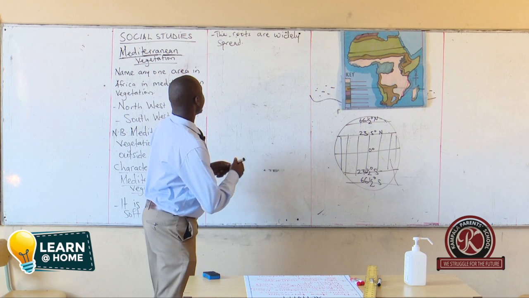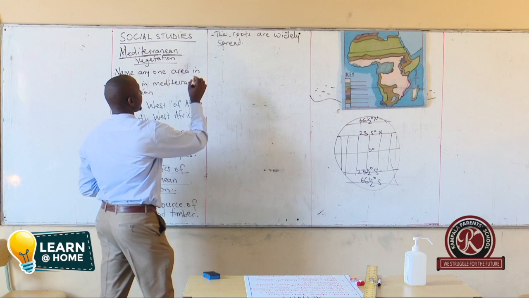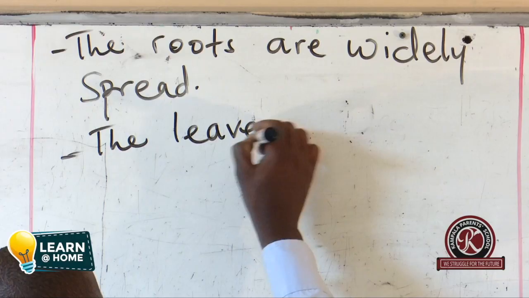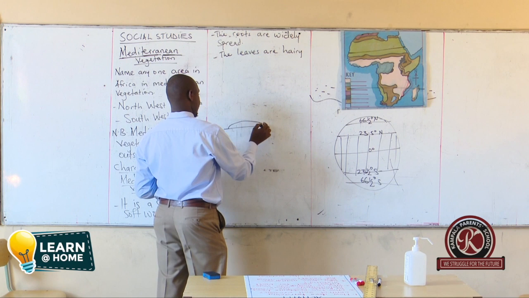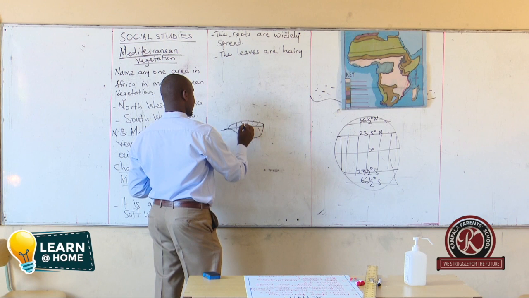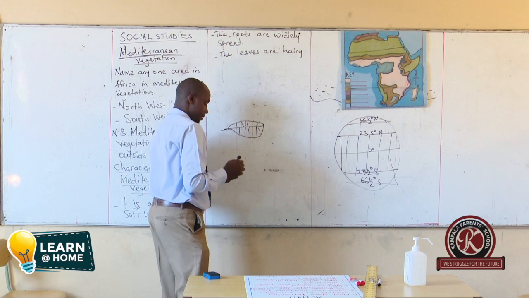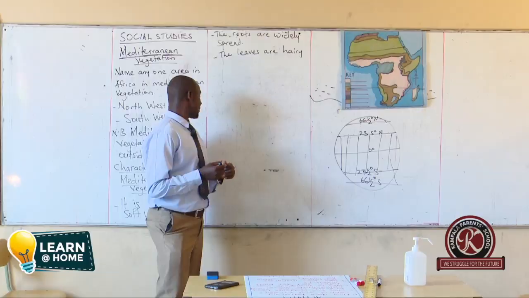Any other? Tell us some of the characteristics of Mediterranean vegetation. We can talk about the leaves are hairy. What do we mean by that? If this is a leaf, by saying hairy, we mean when you look at the leaves, they have some of the particles, like when you look at the human skin, this is the hair. So even the leaves from Mediterranean have that kind of hair. That's why we are saying the leaves are hairy. That is in order to reduce the rate of transpiration. Those are the characteristics of Mediterranean vegetation we have looked at as of now.